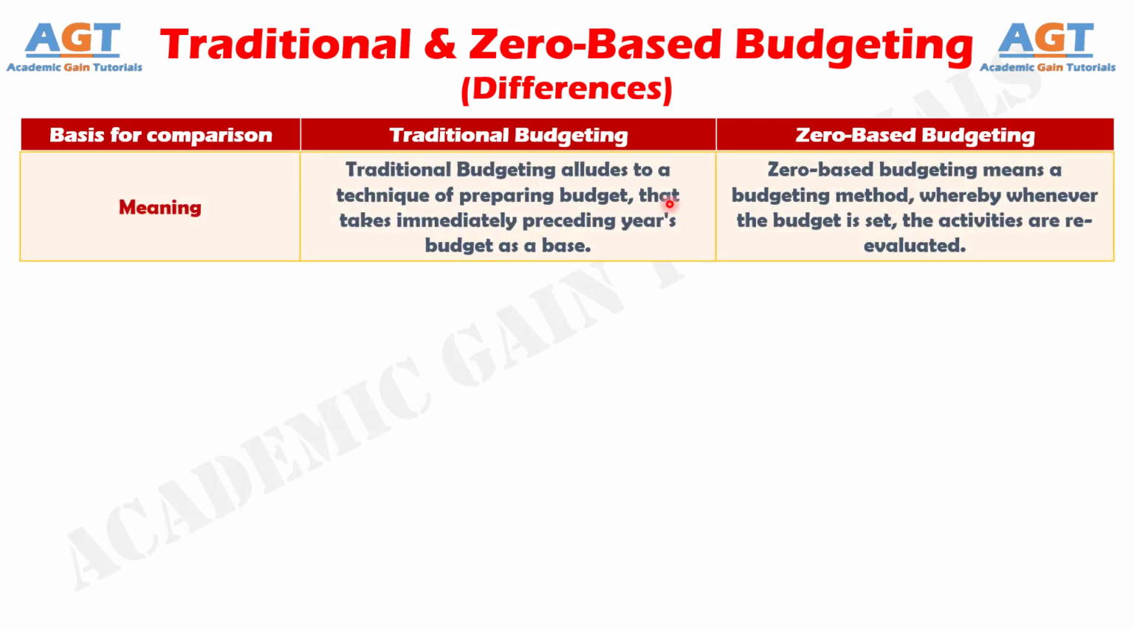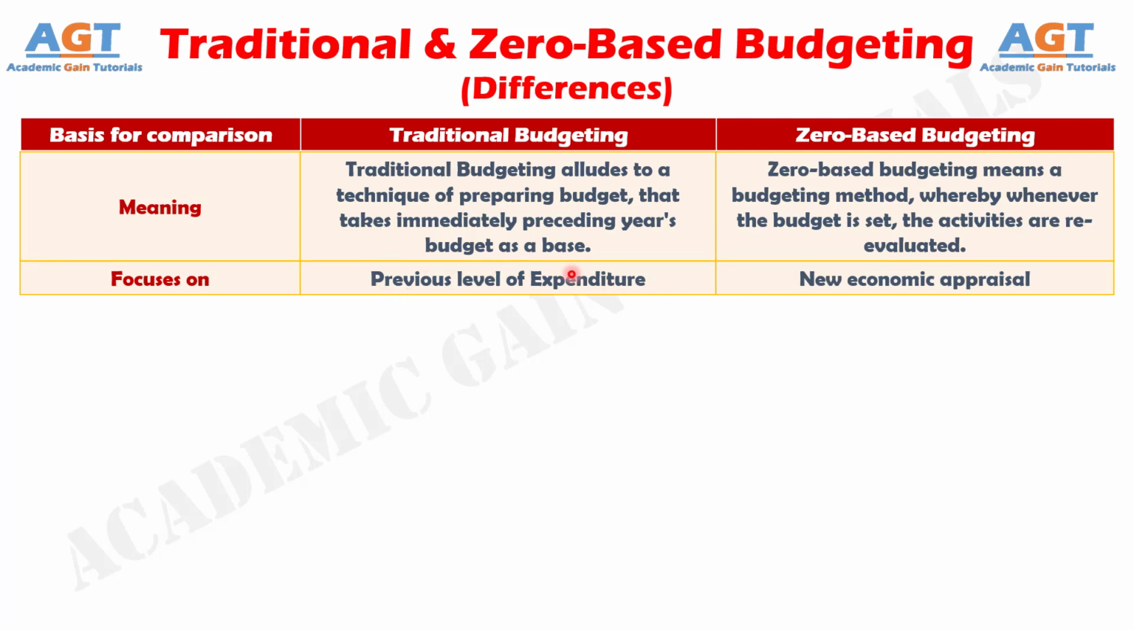Difference number 1. Traditional budgeting refers to the process of planning and budgeting in which previous year's budget is taken as a base to prepare a budget. On the other hand, zero-based budgeting is a technique of budgeting, whereby, each time the budget is created, the activities are re-evaluated and thus started from scratch. Number 2. The traditional budgeting stresses on the former expenditure level. On the contrary, zero-based budgeting concentrates on making a new economic proposal whenever the budget is set.